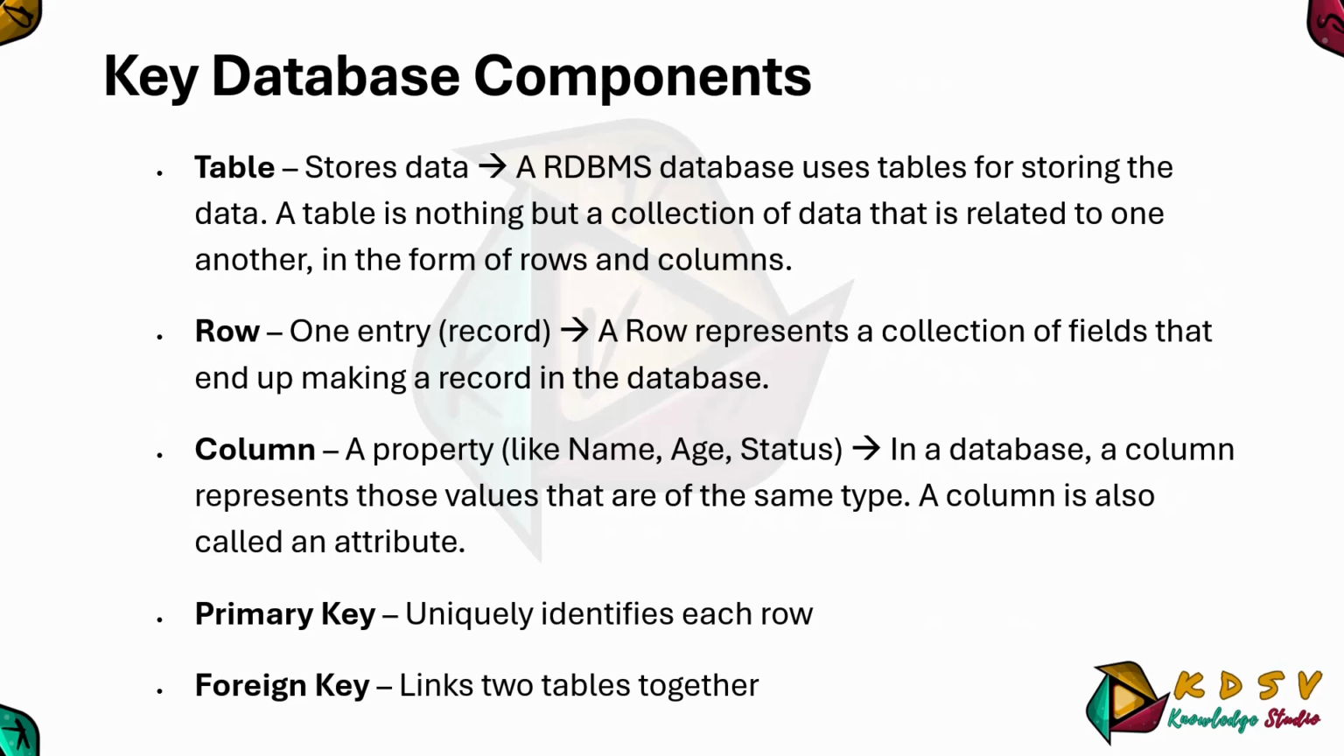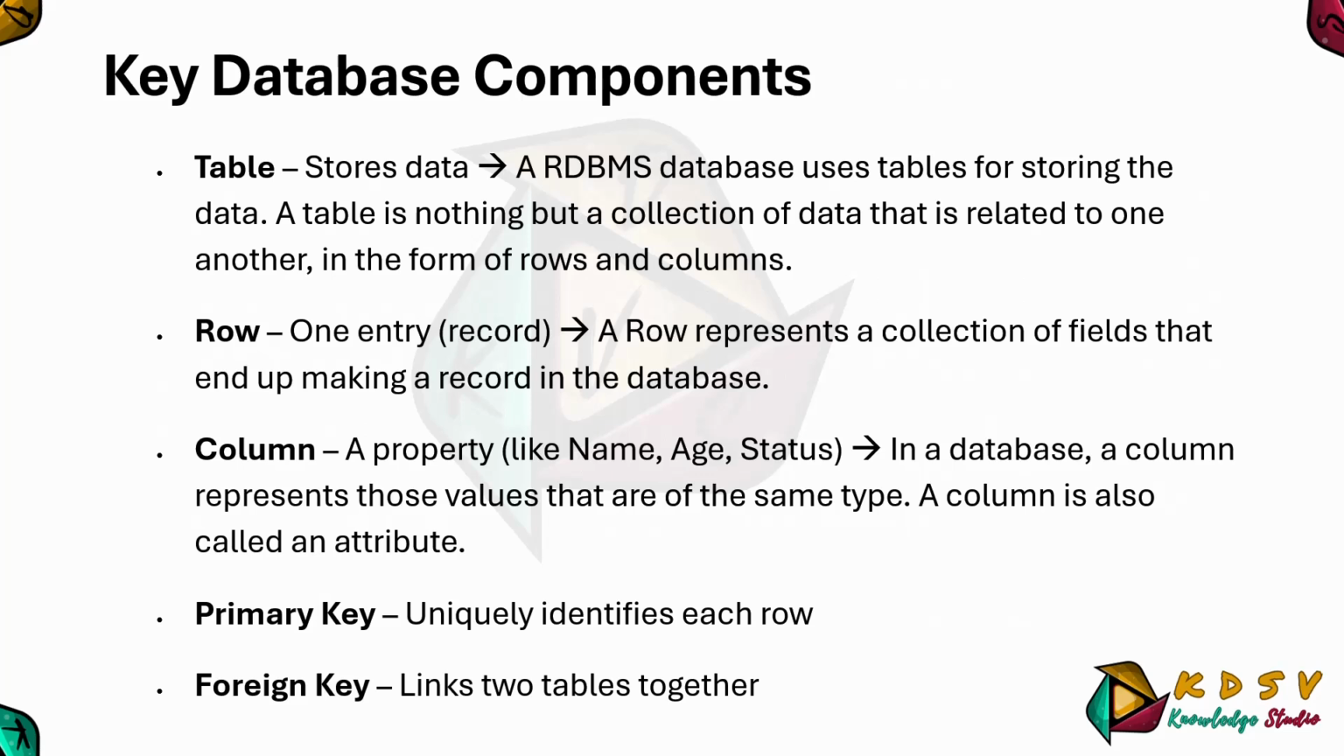Let me explain key features of the primary key. Uniqueness: every record must have a unique primary key. Not null: primary keys cannot be null, every row must have a value. One per table: you can only have one primary key per table. Can be composite: a primary key can consist of multiple columns if needed.